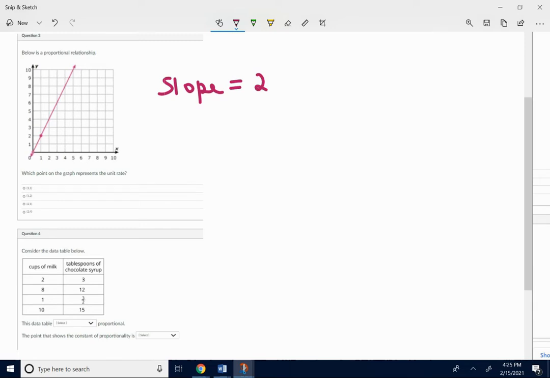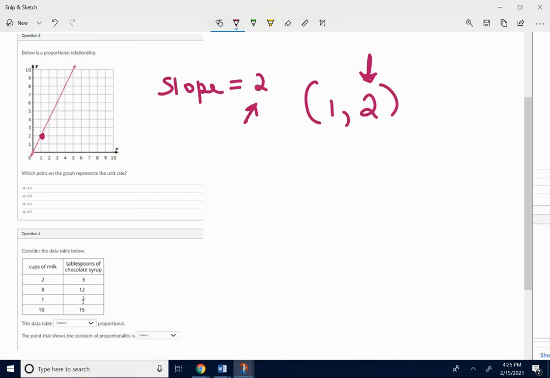We just don't know what the labels are. But the point itself that represents that slope or unit rate of 2 would be (1, 2). The y-coordinate is exactly the number we're talking about. The slope, unit rate, or constant of proportionality, whichever, is the number after the 1 in that ordered pair.